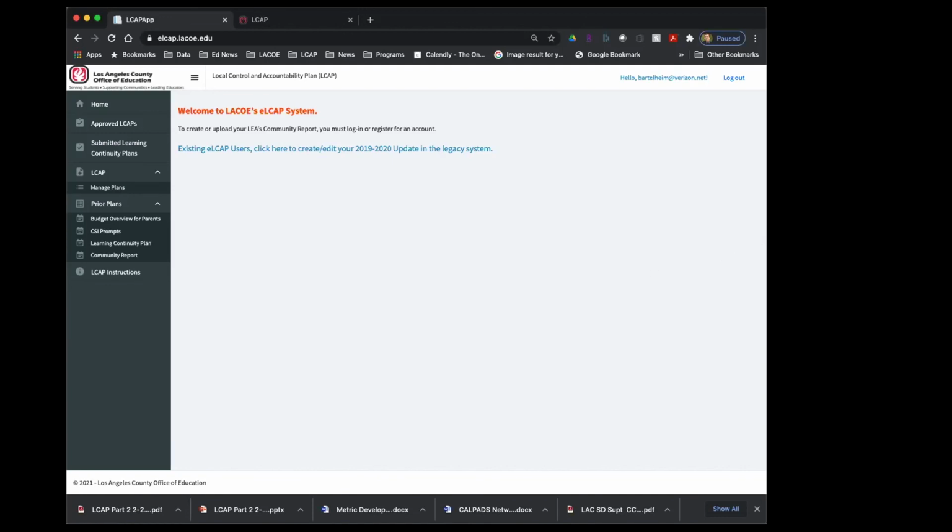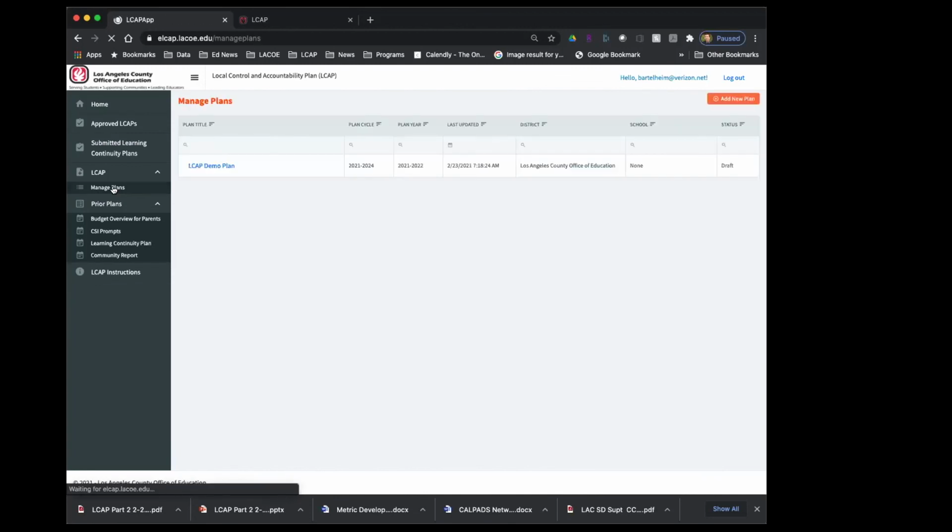So I've already logged in. This is our ELCAP home screen, and I've already logged into the home page. If you're brand new here, the first thing you'll have to do is create an account. And right now you're seeing my account. I'm not going to walk through the steps for logging in, but there's a register button. It's very straightforward. Once you get in, you'll see this screen. And once you're in, the first step you want to do is click on Manage Plans.